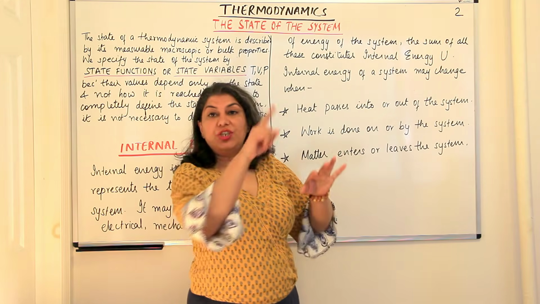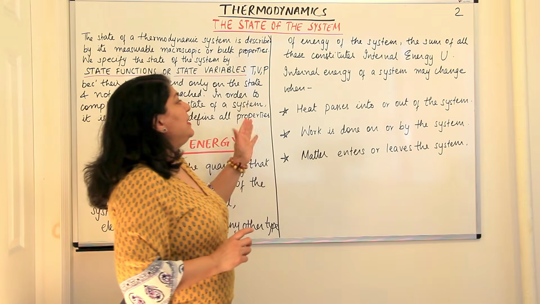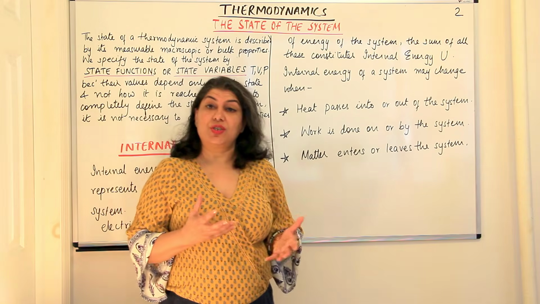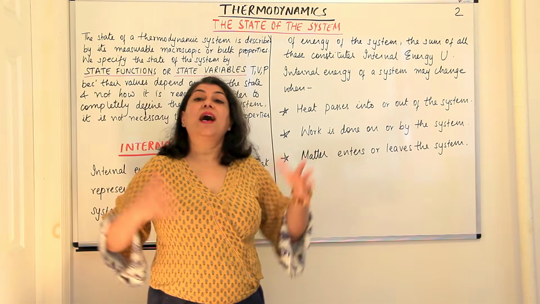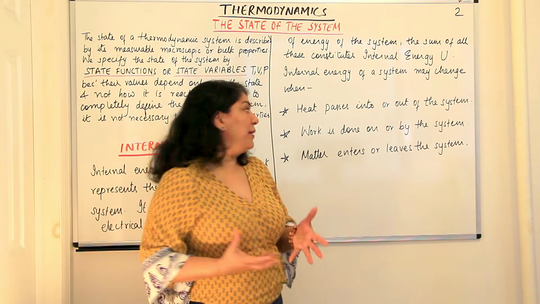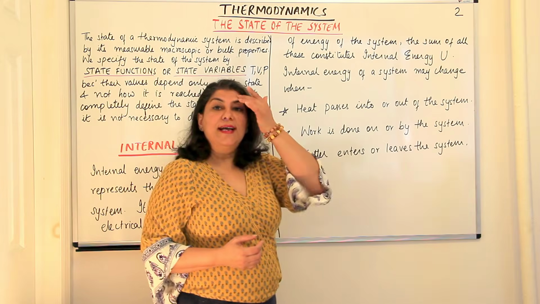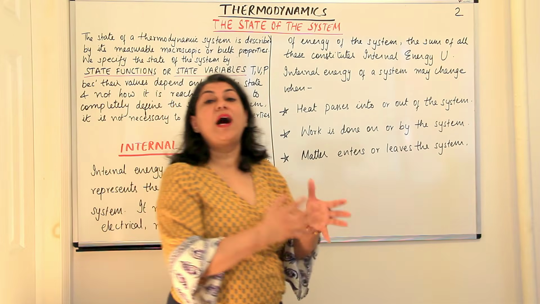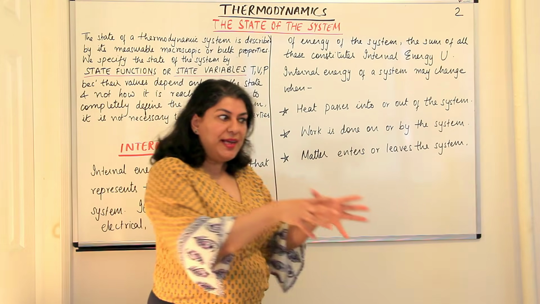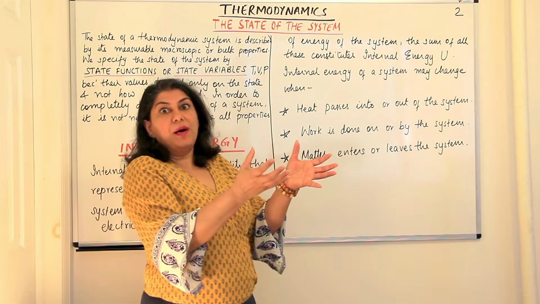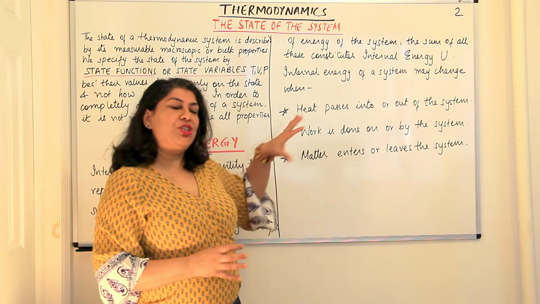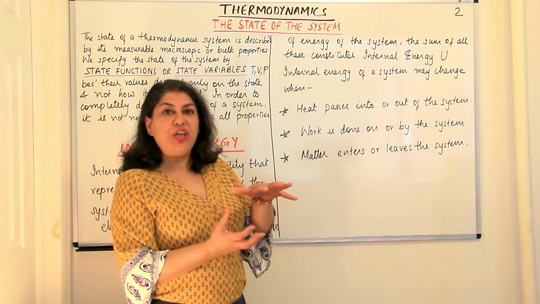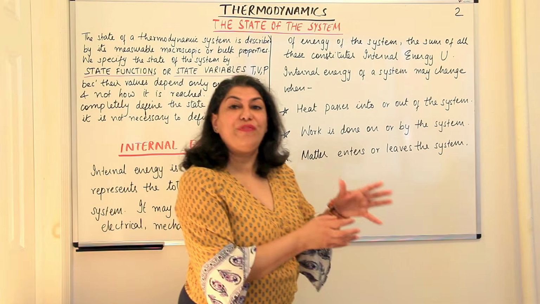So internal energy U. Internal energy of a system changes. When would it change? There are three possible ways how the internal energy of a system can be changed. The first is that heat passes in or out of the system. You give heat to the system, it gets warmer. You take off heat from the system, it gets cooler. So you can cause the internal energy to change by an exchange of heat.